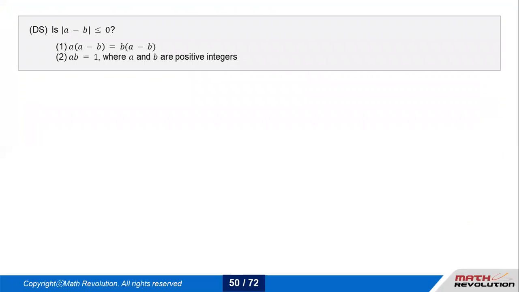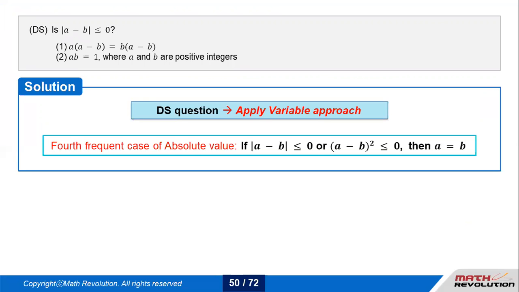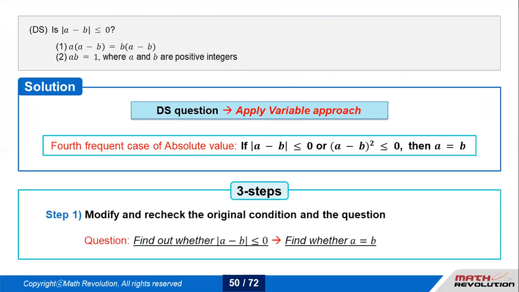If A minus B is less than or equal to 0, and there are two conditions to it: mod of A minus B is less than or equal to 0, or A minus B whole square is less than or equal to 0, then A has to be equal to B. Our question is asking the same. So we need to find whether A is equal to B or not. So we are no more dealing with the absolute value or inequality. We know that A minus B has to be 0, that means A has to be equal to B. So now we just need whether A is equal to B or not.